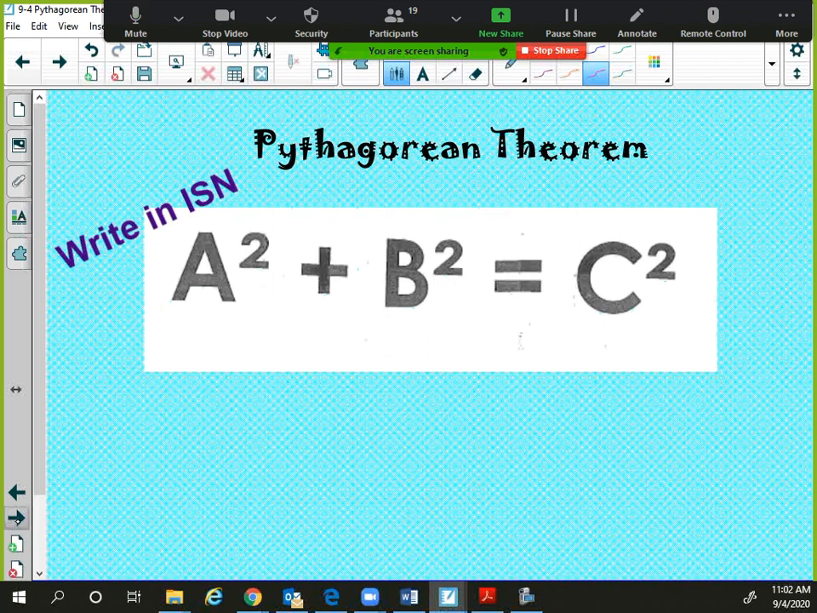Pythagorean theorem, the theorem itself, states that a squared plus b squared equals c squared. That should be real big on your notes page. Make it important. It is important. It is the theorem. We will use it to solve for the missing side of a triangle or possibly the missing area of a square.